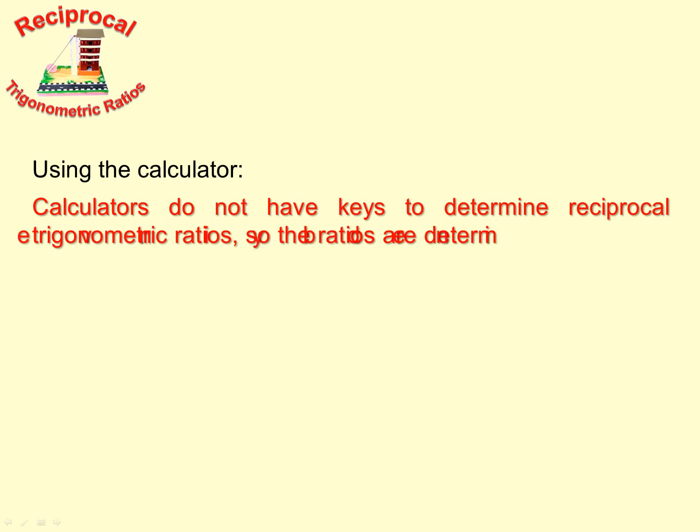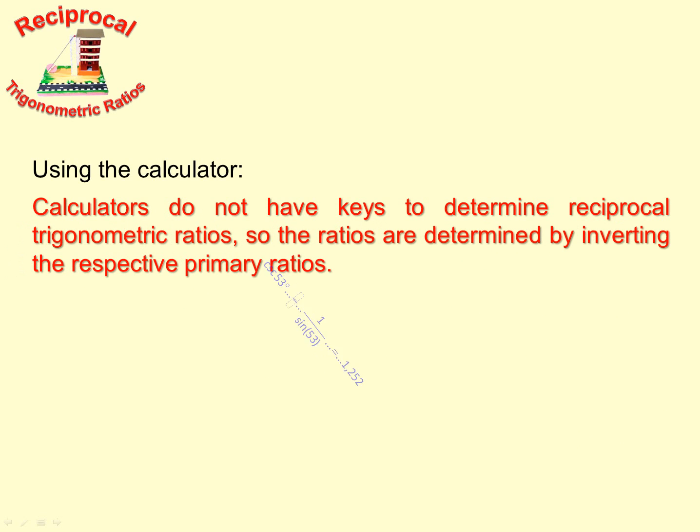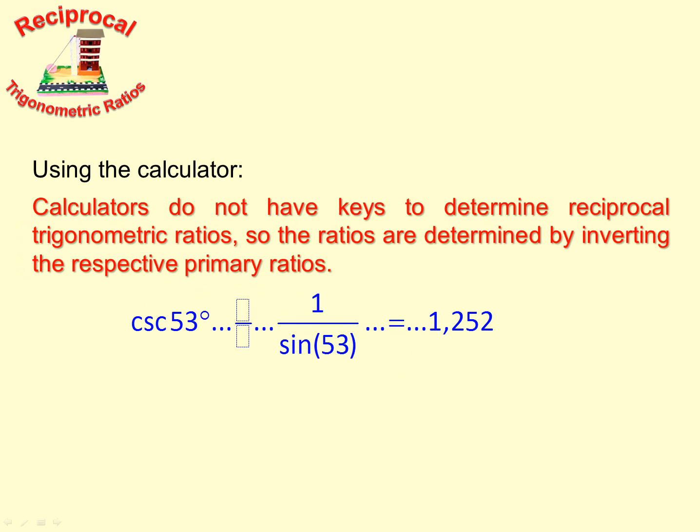Now, to have cosec, sec, and cot keys on a calculator would be superfluous, and we could end up with huge calculators. Anything that you can get to using a combination of keys does not appear on calculators, as the calculators would just be too large. So we have the 3 primary ratios on the calculator, sine, cos, and tan. And in order to get the reciprocal ratios, if we have cosec of 53 degrees, all we do is invert sine of 53 degrees, and we get our answer.